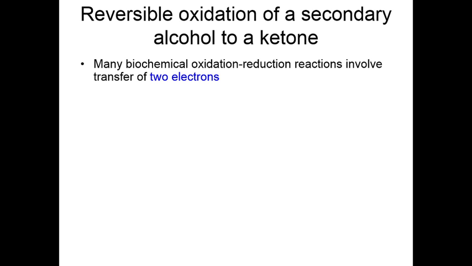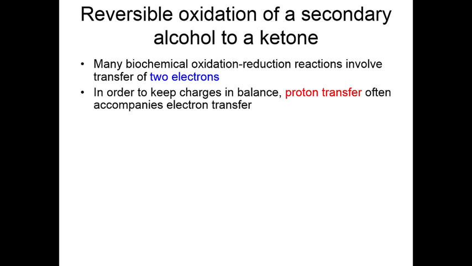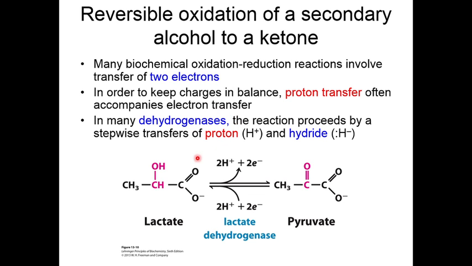Let us consider the reversible oxidation of a secondary alcohol to a ketone. Many biochemical oxidation-reduction reactions involve transfer of 2 electrons. In order to keep charges in balance, proton transfer often accompanies electron transfer. Now let's get to our example. In many dehydrogenases, these are enzymes that reduce molecules, the reaction proceeds by a stepwise transfer of protons and hydride.